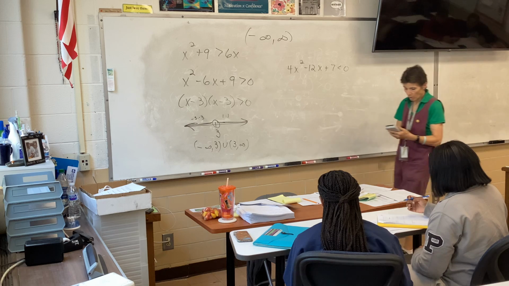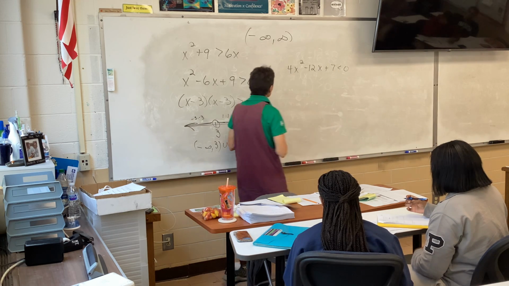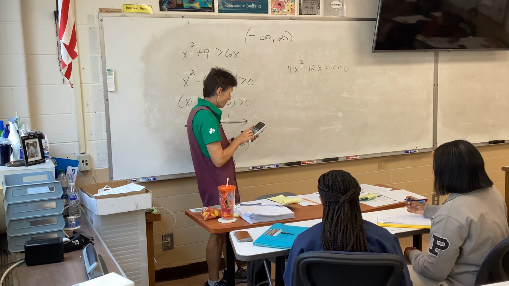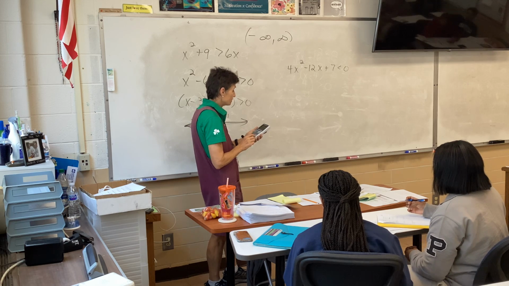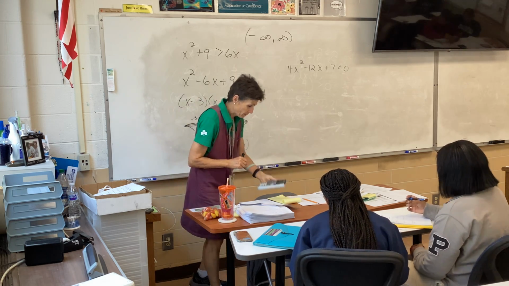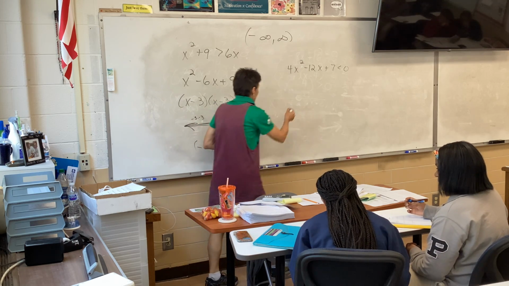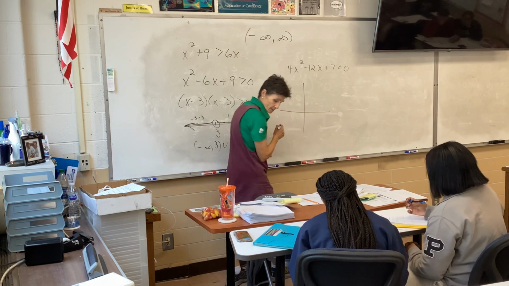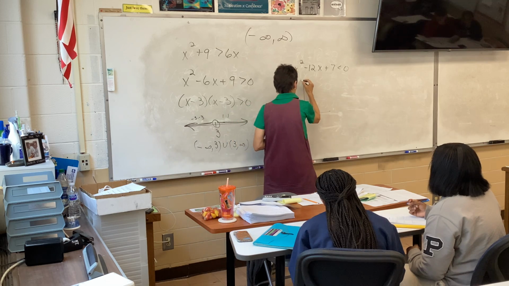All right, so 4x squared minus 12x plus 7. Hit graph. Did you get a parabola? And it looks like this.